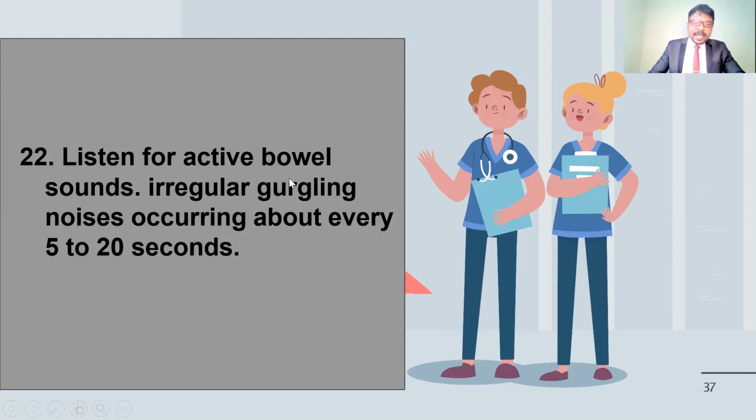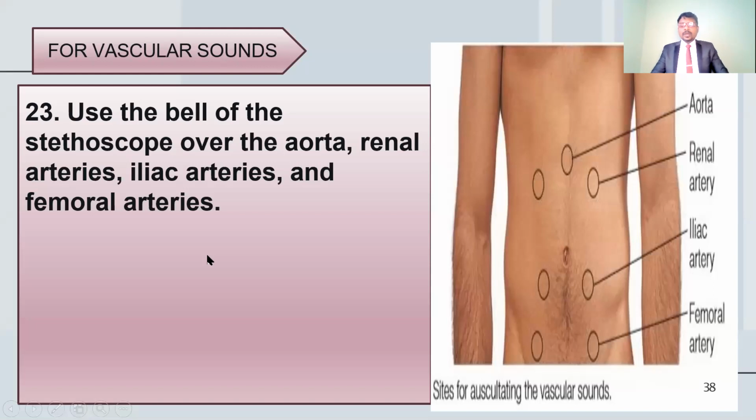Listen for the active bowel sounds. Irregular gurgling noises occur about every 5 to 20 seconds. So we are going to hear the active bowel sounds, and because of the bowel movements, the irregular sounds may occur every 5 to 10 or 20 seconds. And also we have to listen for the vascular sounds. Different vascular sounds are what we find during the auscultation.